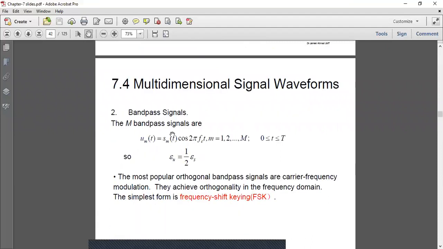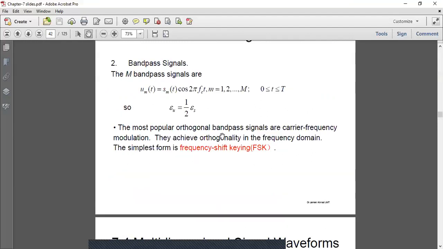Its bandpass signal can be generated by multiplying Sm with the carrier signal, simply cosine 2 pi fc t. The energy of this bandpass signal is Es over 2. The most popular orthogonal bandpass signals are carrier frequency modulation signals, which achieve orthogonality in the frequency domain. The simplest form is frequency shift keying.